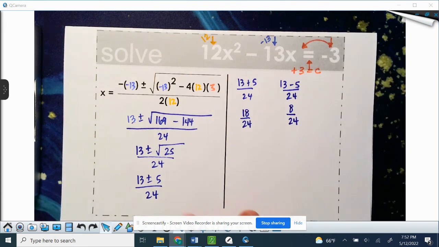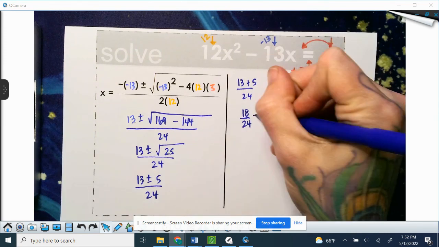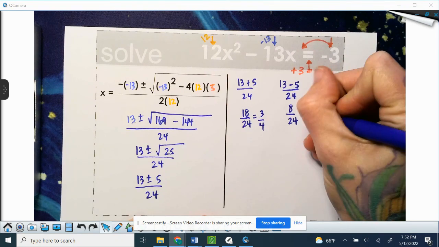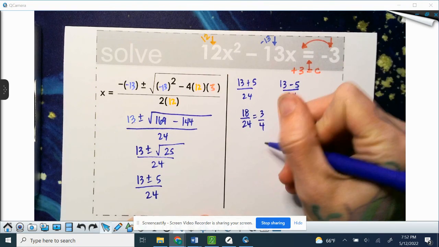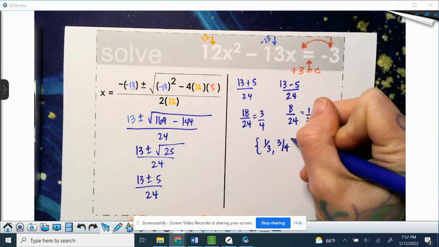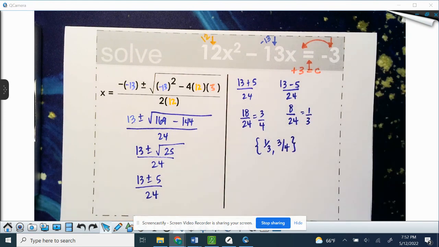And so 18 over 24, you want to reduce it if you can. And that's going to give us 3 over 4 because it's both divisible by 6. 8 does go into 24 3 times, so we can say 1/3. So our solutions are going to be 1/3 and 3/4. And you can turn this into decimals and plug them in if you want, or again, go graph it in Desmos and see if it crosses the line at that place.